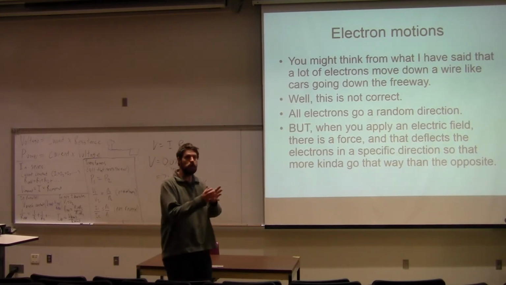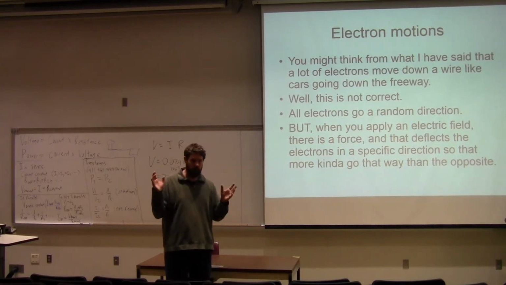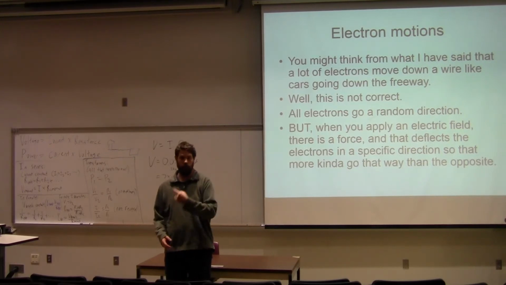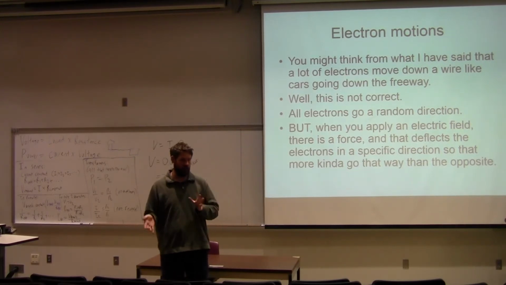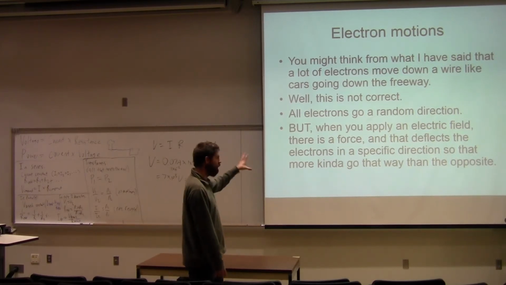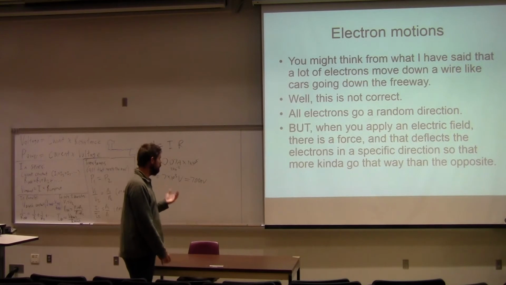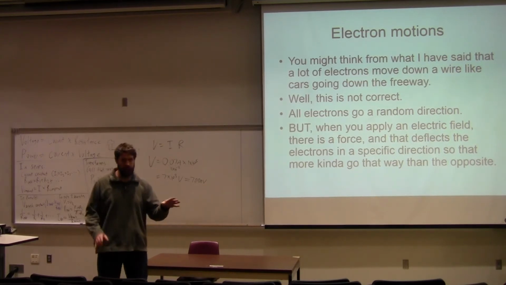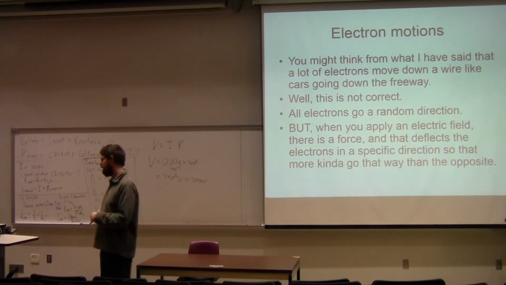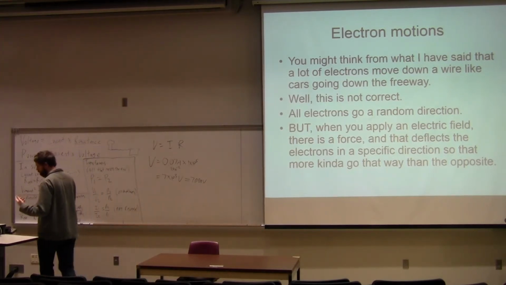If you have 1,000 amps, you're talking about 1 trillionth of your electrons moving in one direction, and the rest of them are not. But when you apply an electric field that deflects the electrons in a specific direction, so they kind of go a little bit more that way than the other way, that's how you create a current.